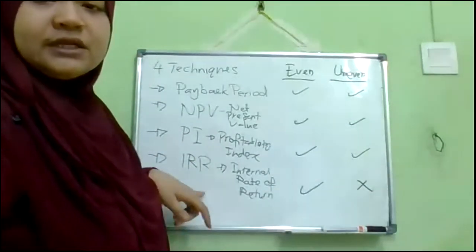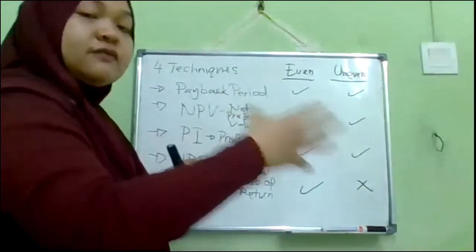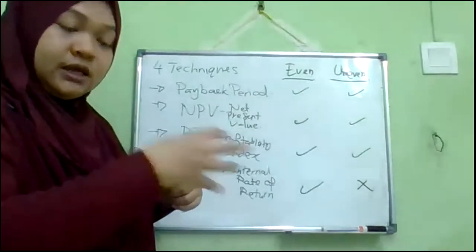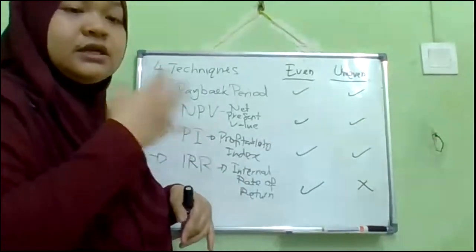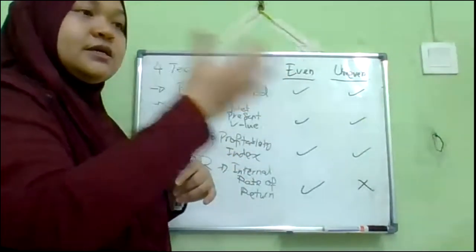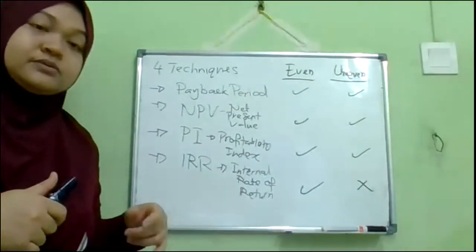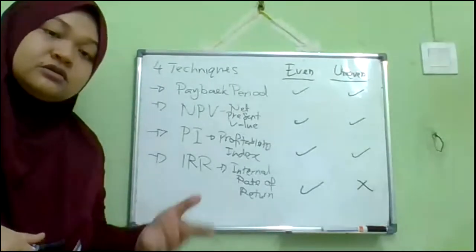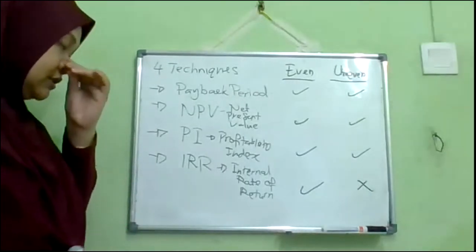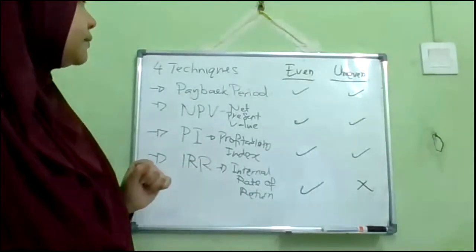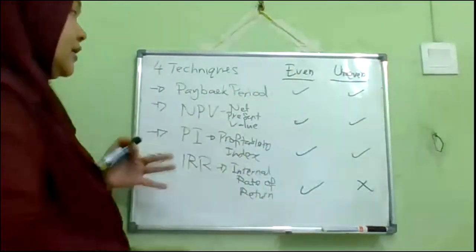What is the purpose of calculating internal rate of return? Because you want to compare the cost of capital given with the internal rate of return to see whether it is appropriate or not. So if the internal rate of return is lower than the cost of capital given, it means it's better for you to reject the project because the project is not profitable. So this is how you're going to make the decisions. All right, so these are the four techniques.